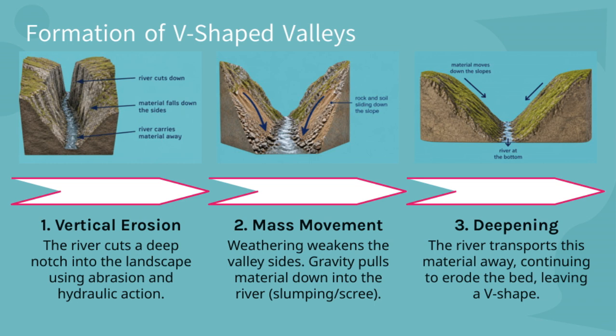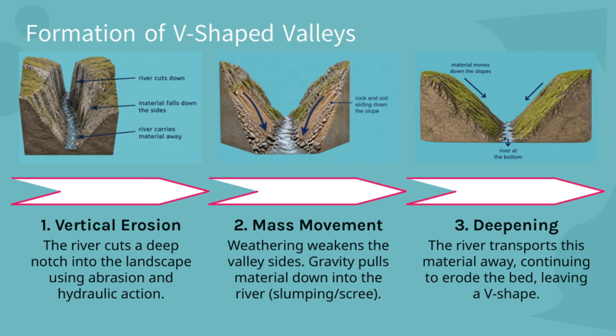Next, weathering acts on the valley sides. Weathering is the breakdown of rock in place. For example, freeze-thaw weathering may weaken the rock on the slopes. Once the slopes are weakened, gravity pulls material downhill. This is called mass movement. Examples include slumping, rock falls, and scree moving down the valley sides.